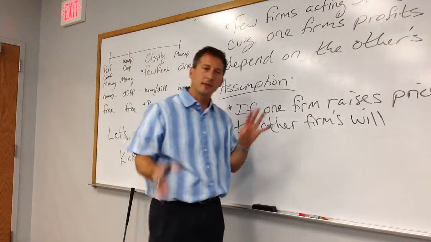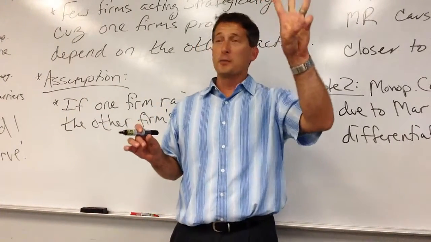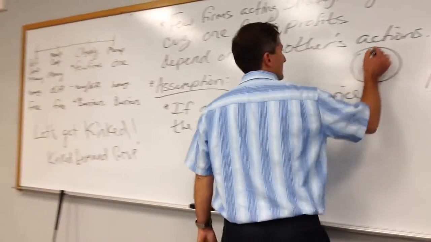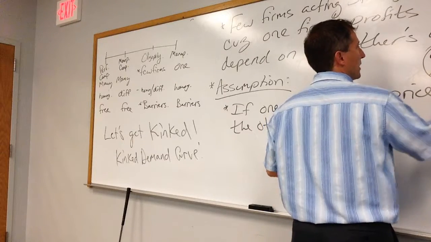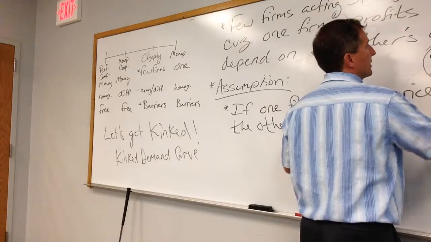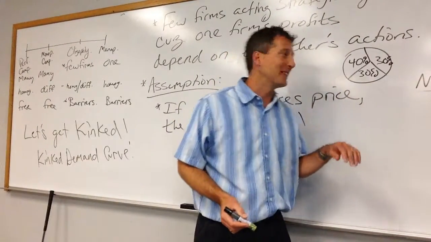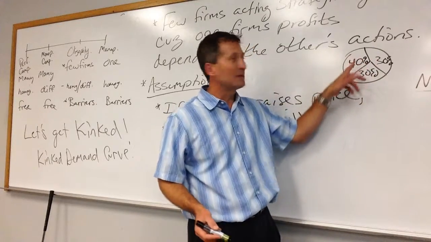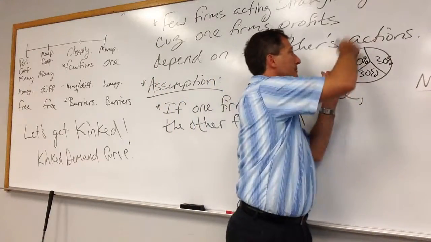Okay, so let's start to think about the dynamics here. If we have three firms, and each one has some market share, maybe one firm has 40% market share, another has 30, and another has 30. Not the best pie graph in the world, but at least my math is right: 60 plus 40 is 100%. So we've got Ford, GM, and Chrysler.